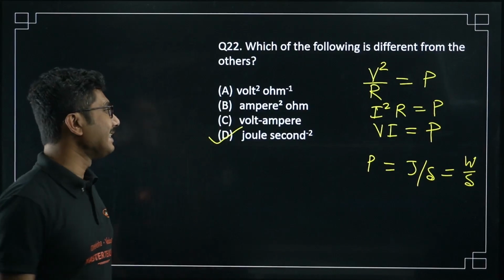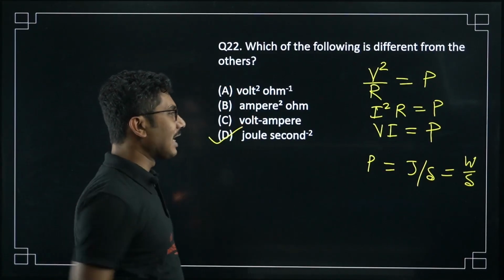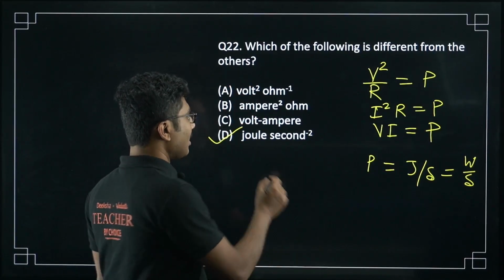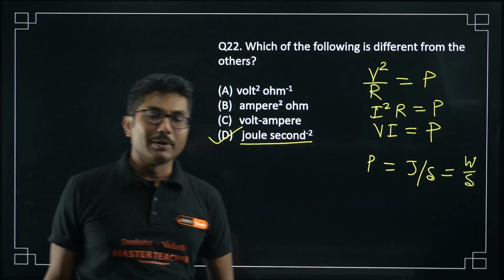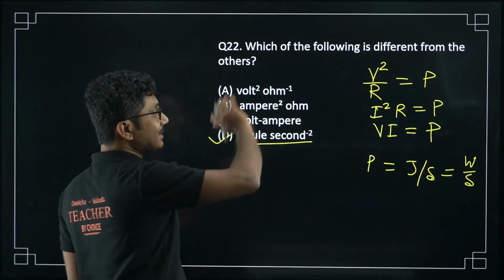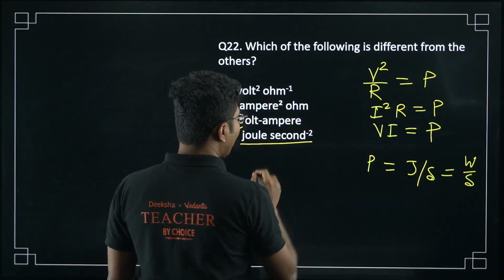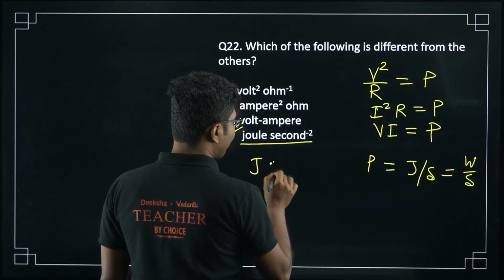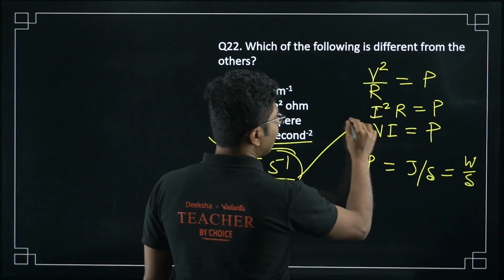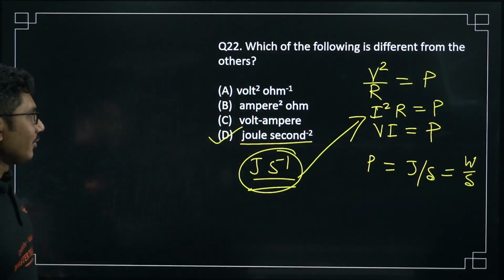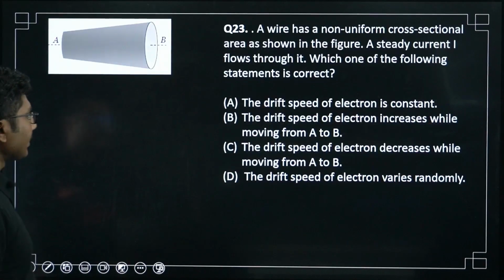Now, this is an easy guess. All the units are given in units of current or voltage, but this is a mechanical unit, so maybe you will be able to answer that. But if they change something in the option and make this joule per second, then this is also the same as this. This is also the same as this. So be careful, this is a tricky question.